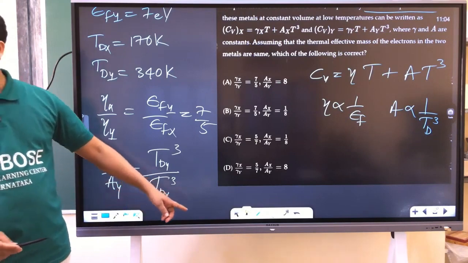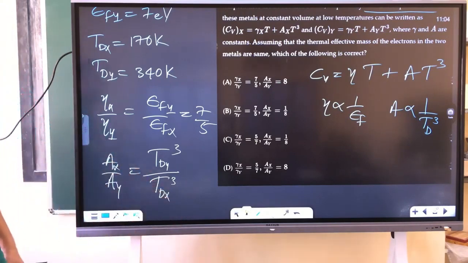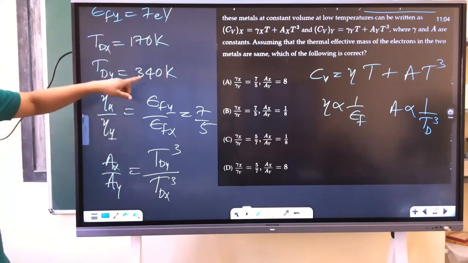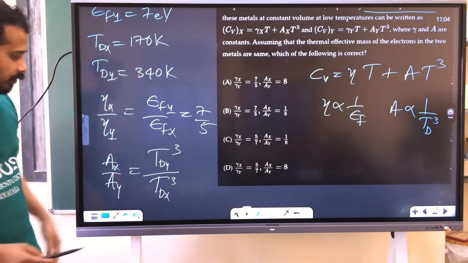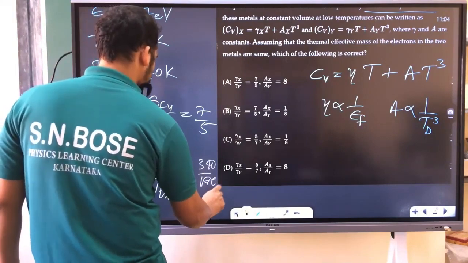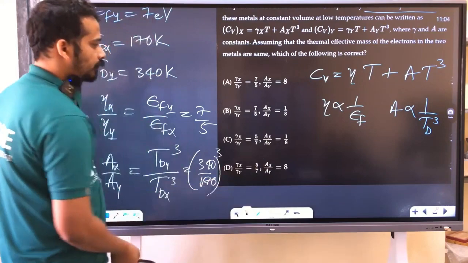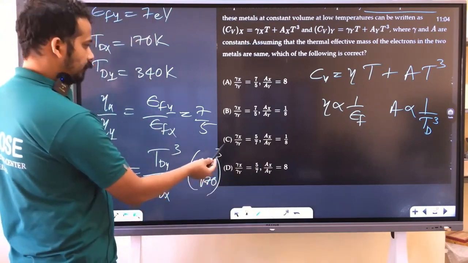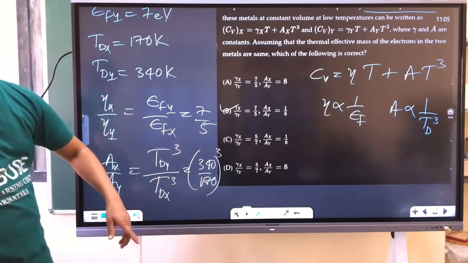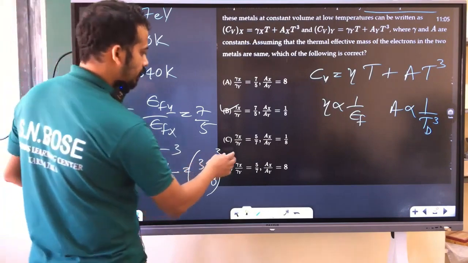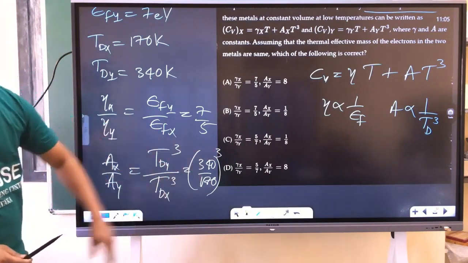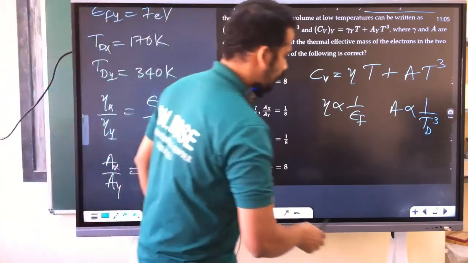Inversely related to the cube of the Debye temperature. Can you do this one? I hope the hint is sufficient. What is 340 divided by 170? That's 2. So 340 divided by 170, the cube, 1 by 2 cube, that is 1 by 8. Am I right? Which one? This one, B. 7 by 5 came here, so 7 by 1 and 8, first option. What is AX by AY? 2 cube. Yeah, that's right. Do it again.